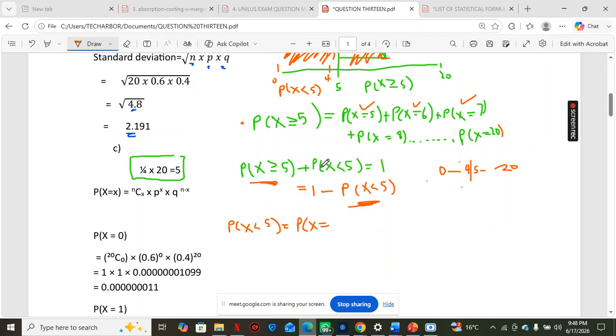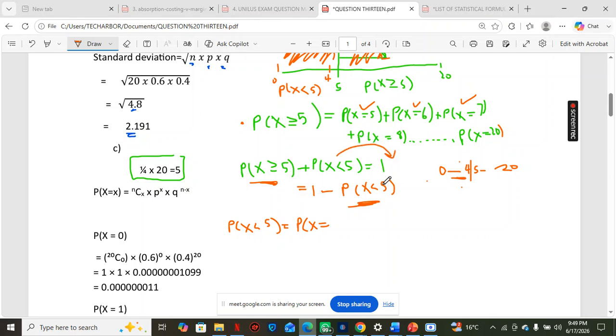That's why I said the probability that at least five students prefer working in the banking industry plus the probability that less than five students. Don't say more than five, because we have already accounted for five and above. That's why I've used less. Five up to 20 has been accounted for, so you need to account for 0 to 4 equals 1. Then we just took this over the equal sign.